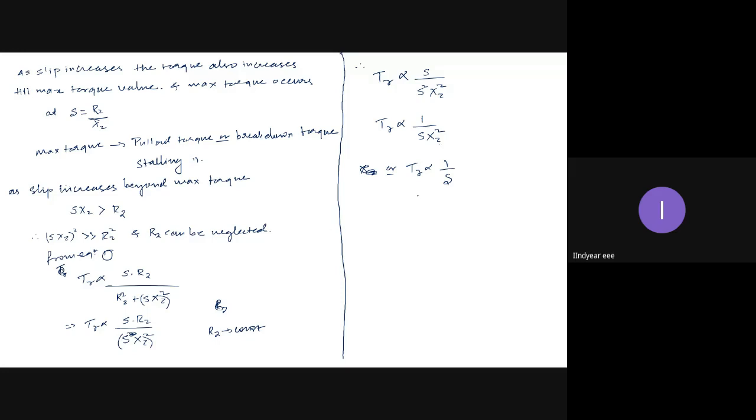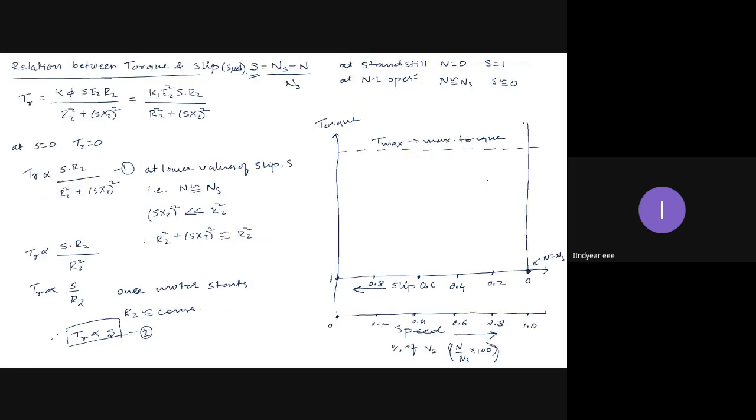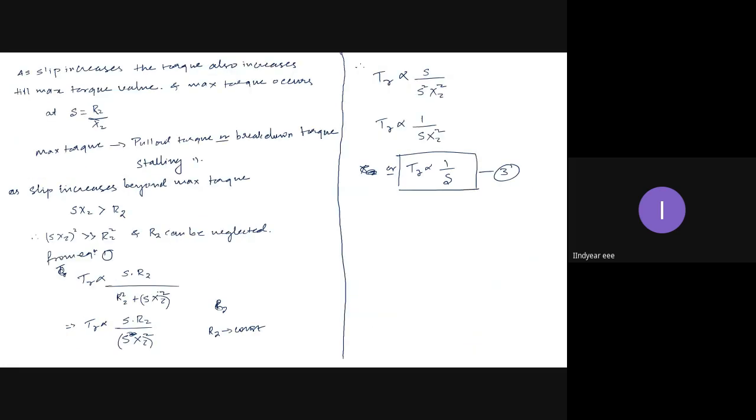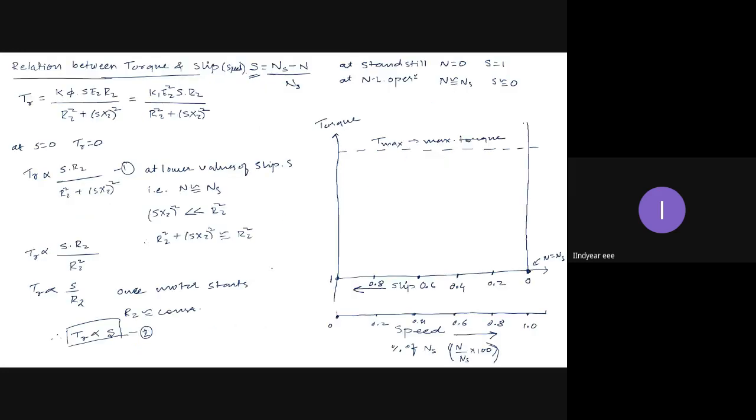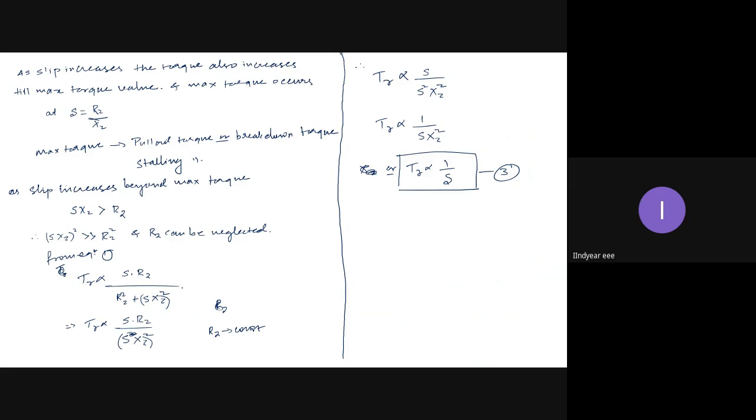Okay. Now, this is one more relation. We take this as equation 3. As per equation 2, the torque is directly proportional to slip. As per equation 3, the torque is inversely proportional to slip. Okay. Now, how is this drawn? Torque is directly proportional to slip until it reaches maximum value. Once torque reaches maximum value, beyond the maximum torque value, the torque is inversely proportional to slip.